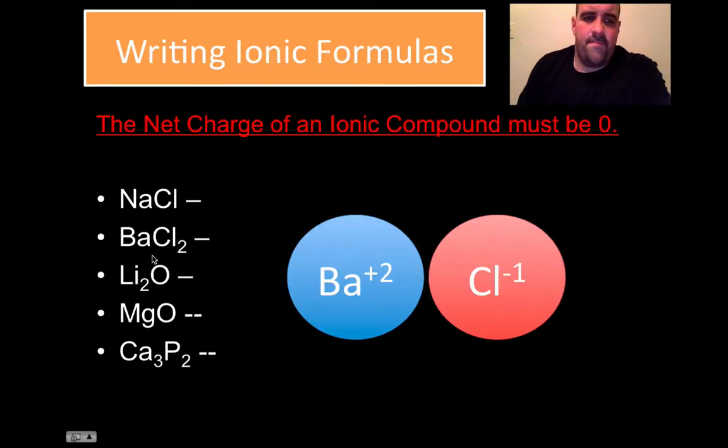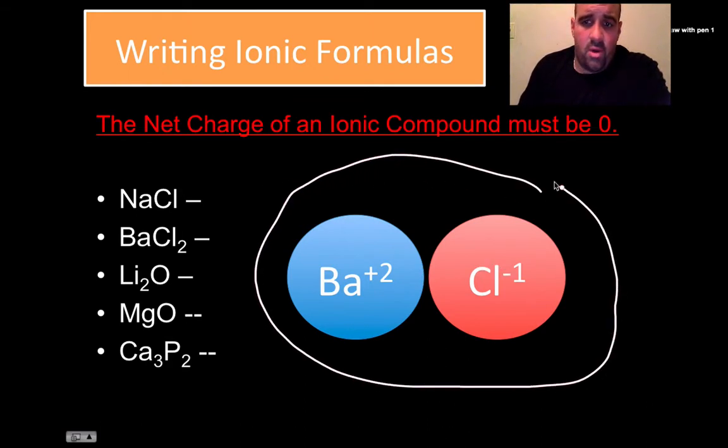So we have barium and chloride, or the chlorine ion. Barium has a +2 charge, chlorine has a -1 charge. If I put a circle around this, all the charge inside is going to add up to a +1, because chlorine's a -1 and barium's a +2. So that doesn't work. What's going to happen is I'm going to need another chlorine atom here to balance this out.